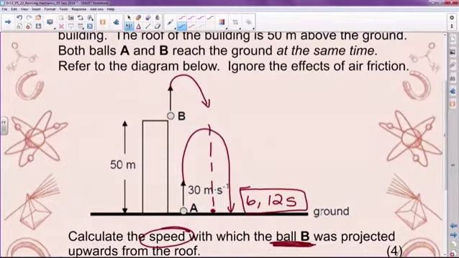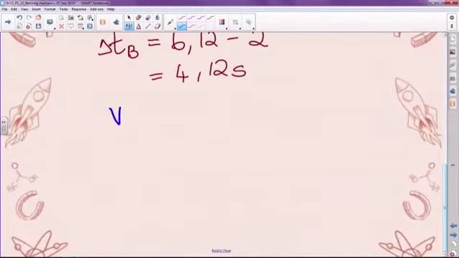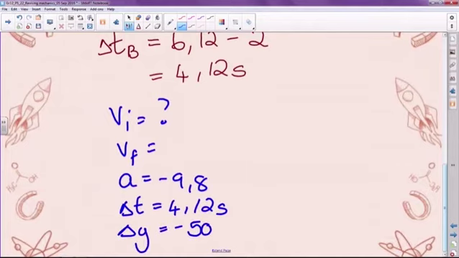So if we now want to answer the question, what I know is it's been thrown up with something. I don't know final velocity, so there's nothing I can do there. I know A is minus 9,8. I can't change that, it's what I chose at the beginning. T is 4,12 seconds. Delta Y, now listen here, is minus 50, because it goes below where it starts. And if it goes below where it started, it's negative because that's down.